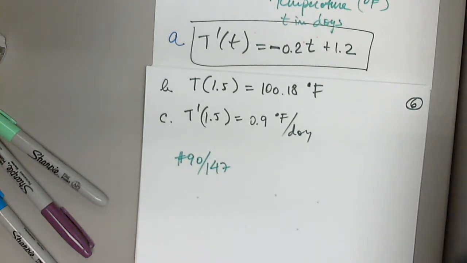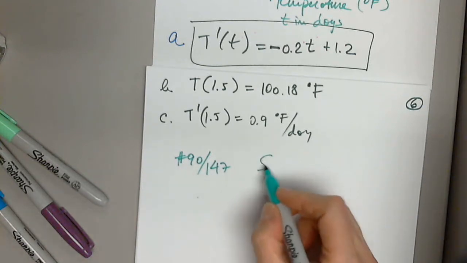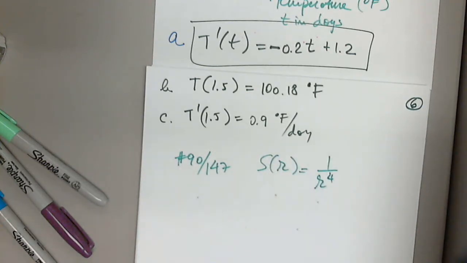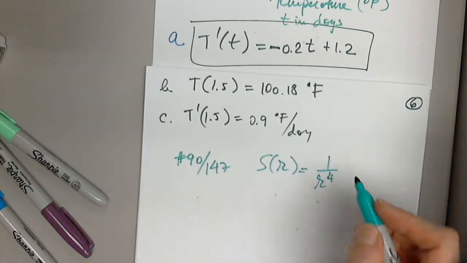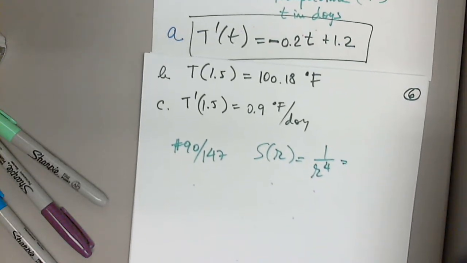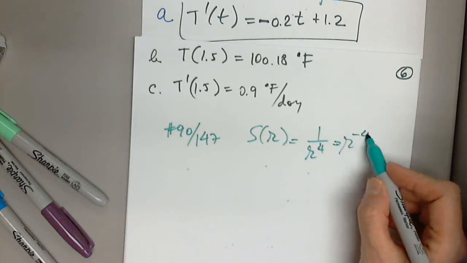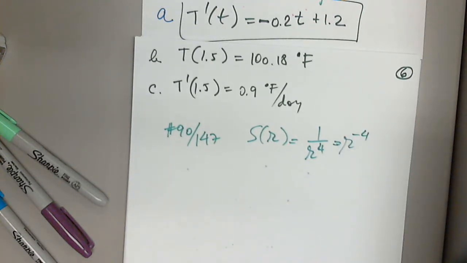Let's read the problem. We are given S of R equals 1 over R to the fourth. I refuse to work with that. What will you change it into right away? Very good, awesome, perfect. Can be used to determine the resistance to blood flow, S of R, so this is resistance.